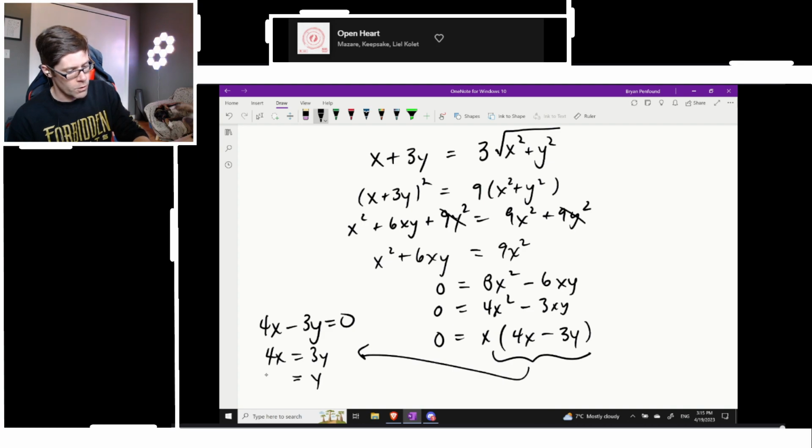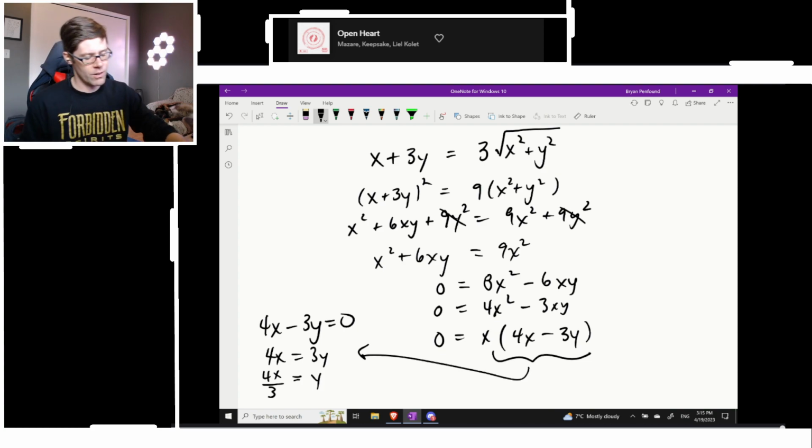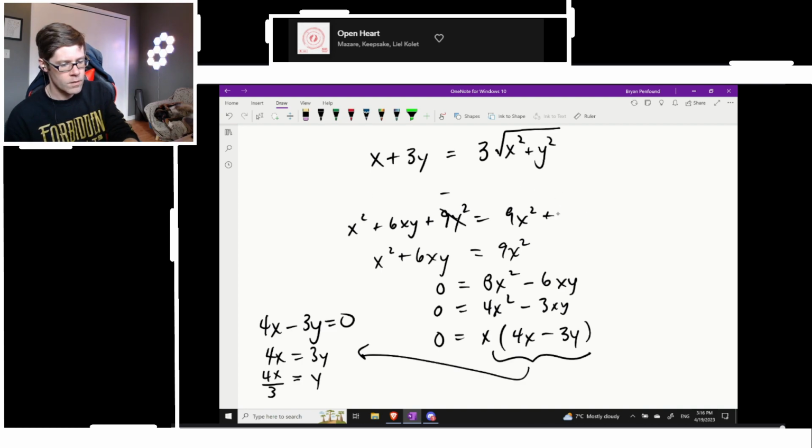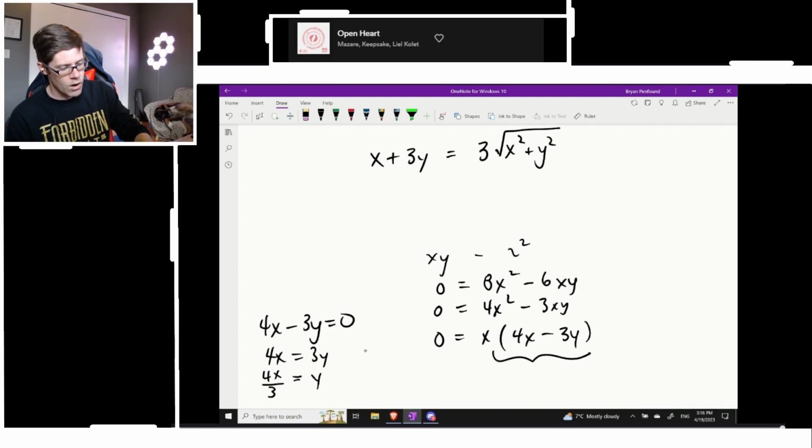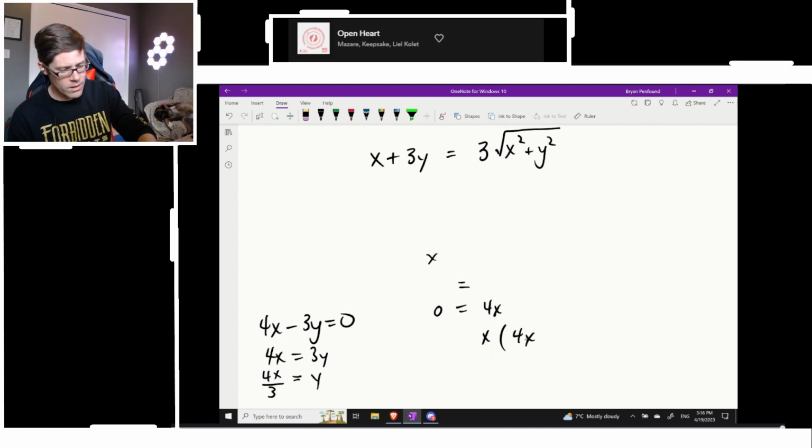So if I want to solve for y, I should be able to show or convince myself that y is 4x over 3. So could we convince ourselves that as long as y is in this ratio, we should be able to make this work? Okay, let's hold that thought for a second, because I did have to go across the equal sign there a little bit.